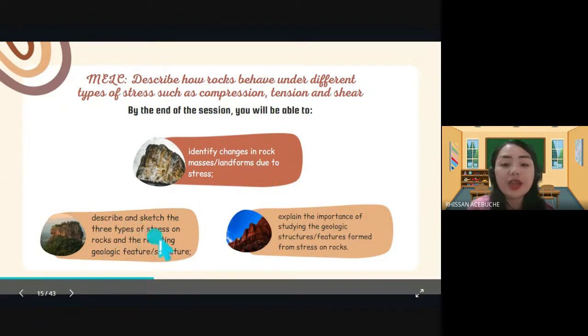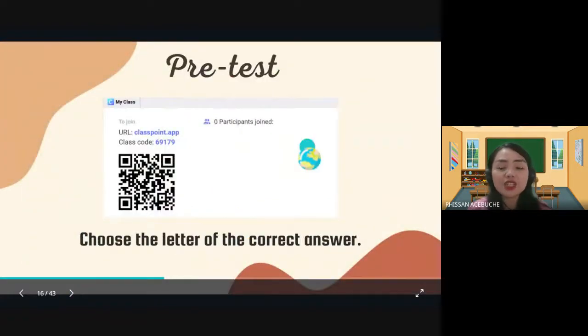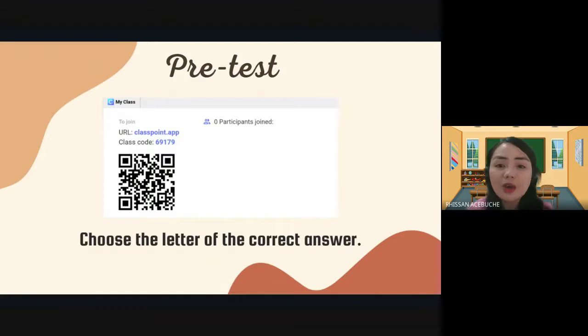You're going to describe and sketch the three types of stress on rocks and the resulting geologic feature or structure. And lastly, you're going to explain the importance of studying the geologic structures or features formed from stress on rocks. So with that, let me first gauge how much you already know about our topic for today.